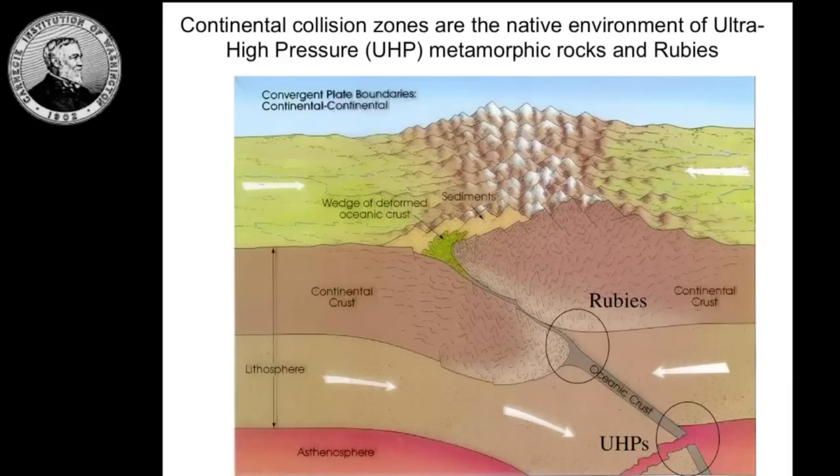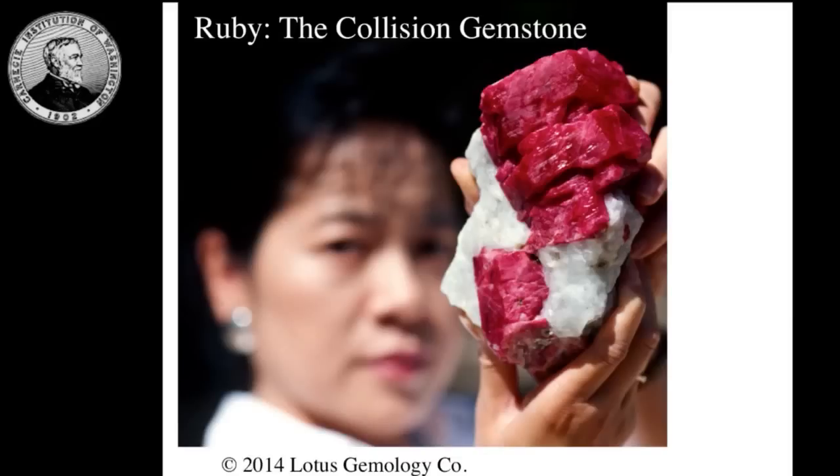But anyway, this is sort of a cross-section. We can think of this as India being subducted beneath Asia, and it's the Himalayas. And in this realm is where rubies form, and at greater depth is where the ultra-high pressure UHP rocks form. So ruby is the collision gemstone.